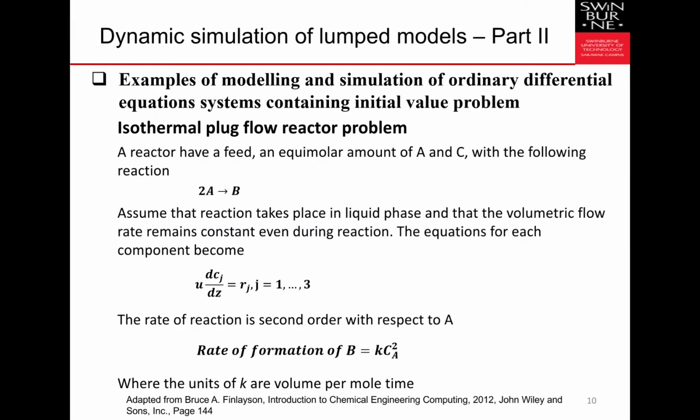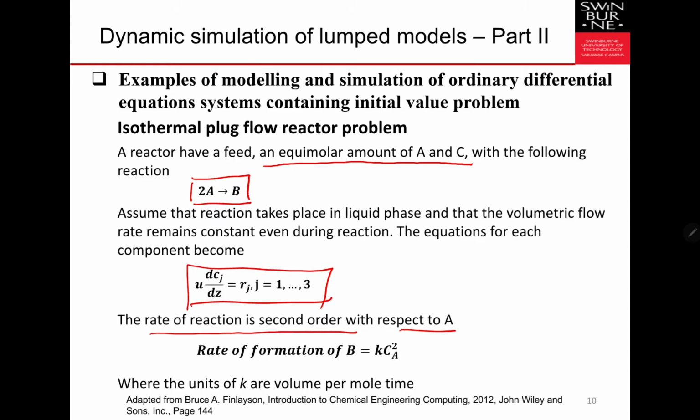Now assume that we have a feed that consists of an equimolar amount of A and C, and this reaction occurs: 2A becomes B. Okay, the equations for each component will be defined by these equations in here. And then let's say that the rate of reaction is second order with respect to A. So the rate of the formation of B is defined as k CA square.